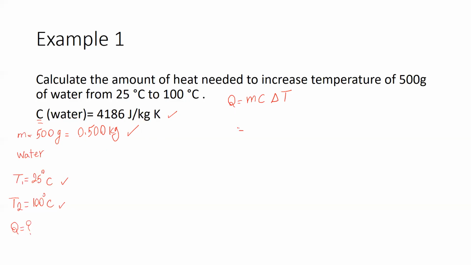So Q equals m, 0.5, c, which we have in the question, and ΔT, which we know is T final minus T initial. So it means 100 minus 25. So as the result, it is 0.5 times 4186 times 75. If you put it in your calculator, you get this answer.